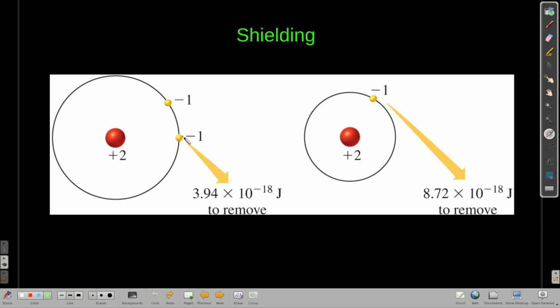Once we've removed one of these, now it takes more energy to remove the second one. Why? Well, in the first case, these electrons were effectively repelling each other, making it easier to remove one of them. You didn't have to put as much energy in to pull this electron away from the nucleus because the other electron was pushing it away. But now, nothing else is pushing this electron away, and so it feels the full effect of the nucleus without any repulsion pushing in the opposite direction. So it takes more energy to remove this electron than it does the first. This concept is what we mean by shielding.